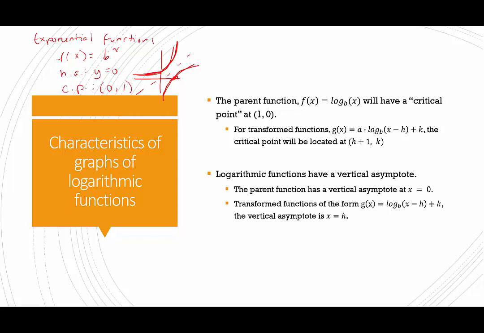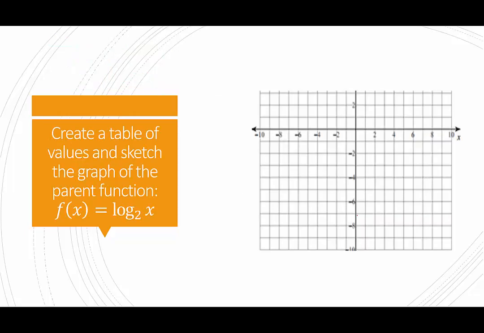Logarithmic functions have a vertical asymptote, so unlike exponentials that have a horizontal one, logarithmic functions have a vertical asymptote, and it will be found by saying x equals h. So that's going to tell us where that vertical asymptote is. Since it's a vertical asymptote, nothing can get around it. The entire graph will either be to the left of the vertical asymptote or to the right.